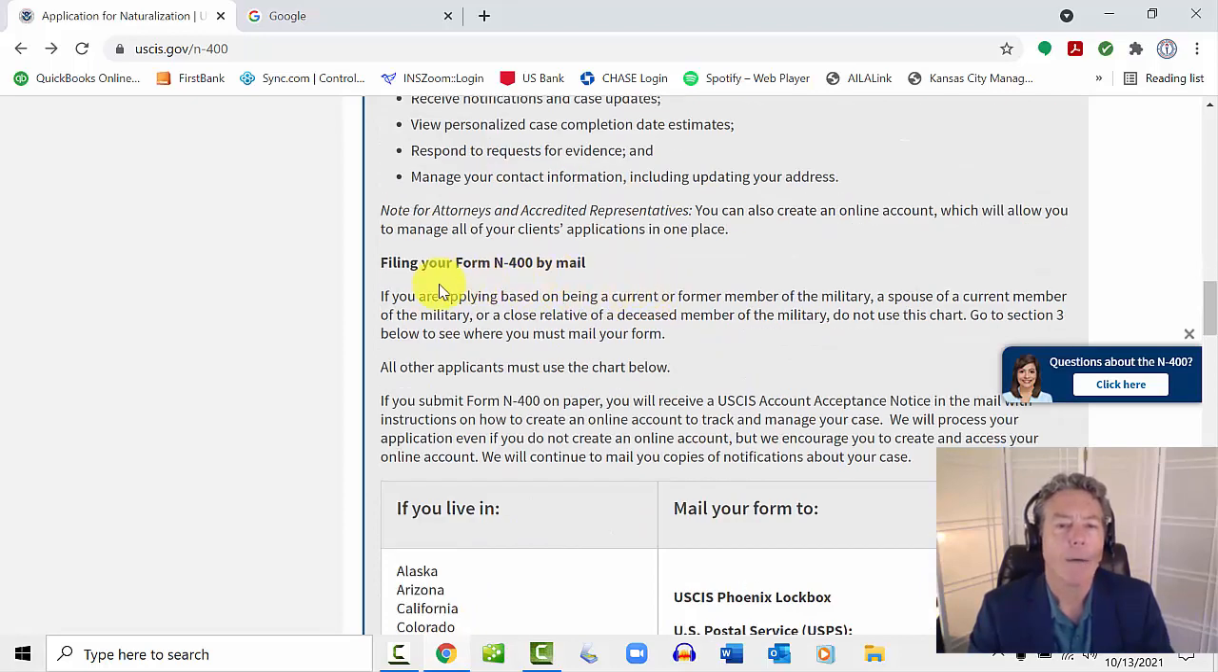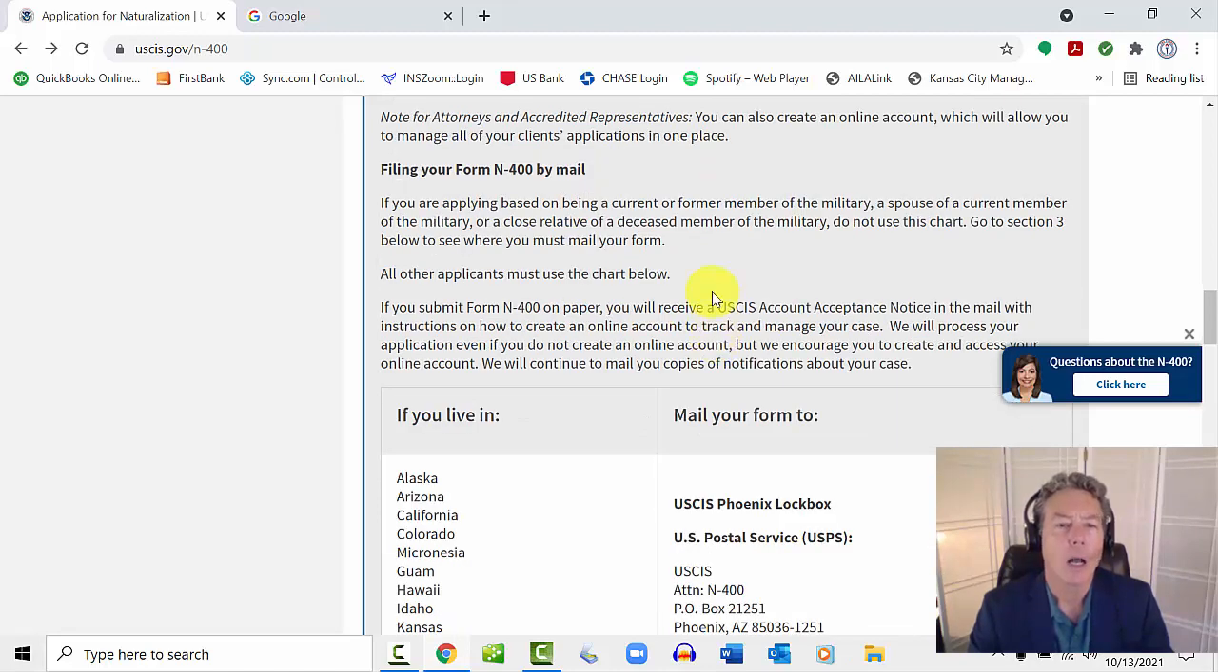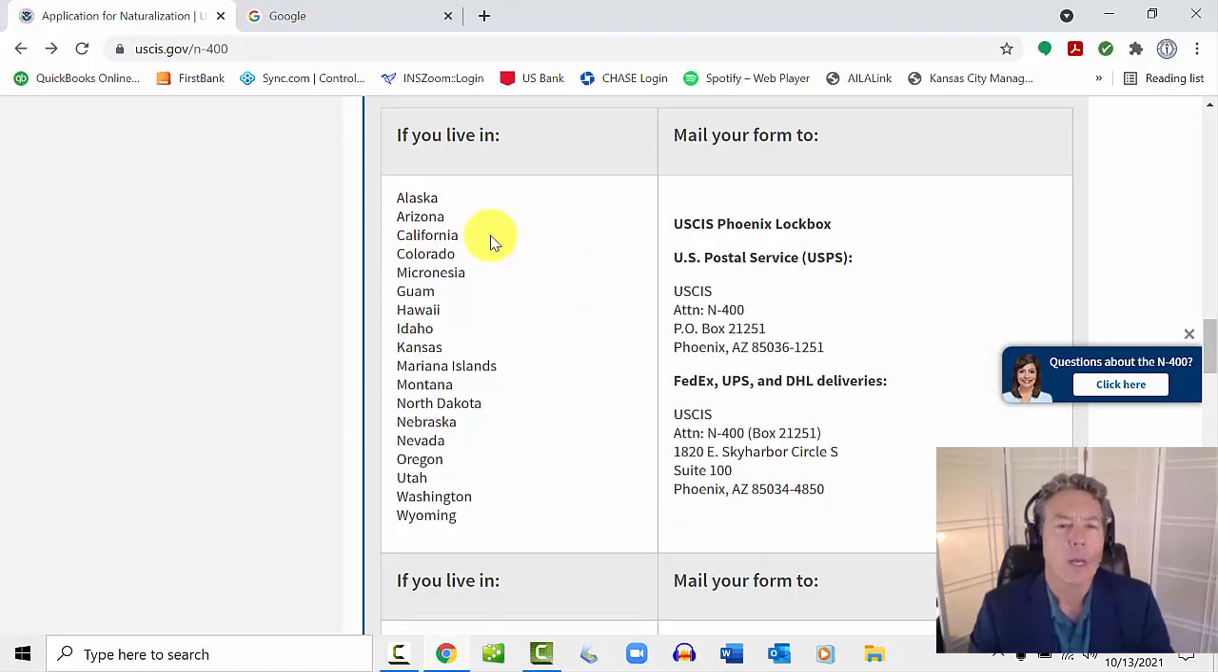Now, filing your Form N400 by mail. If you're applying based on being a current or former member of the military, go to Section 3. All other applicants use the charts below. All right. So here's where you figure out your address. If you live in these states here, then you'll file it here. And we recommend USPS, U.S. Postal Service Express Mail, because they have set up this special post office box for N400. So the only thing in this post office box is N400.